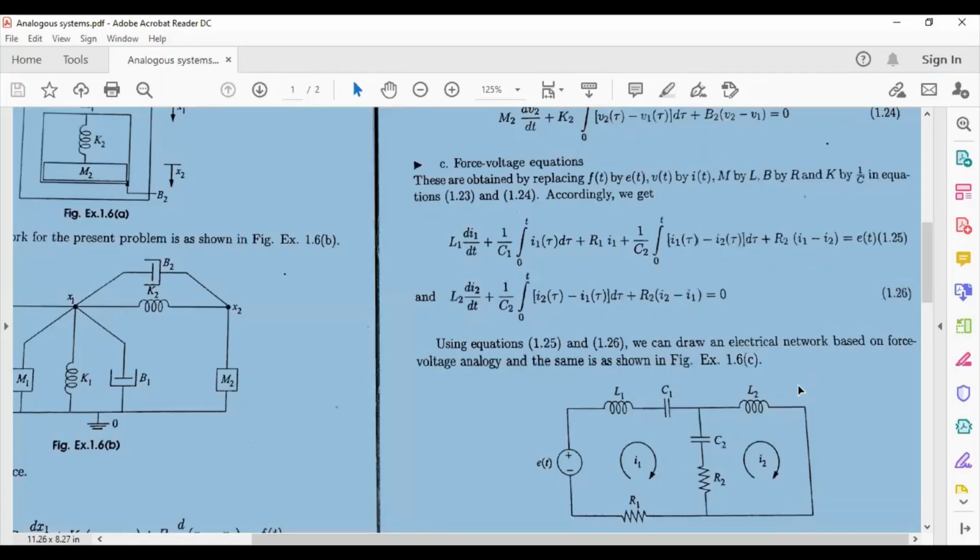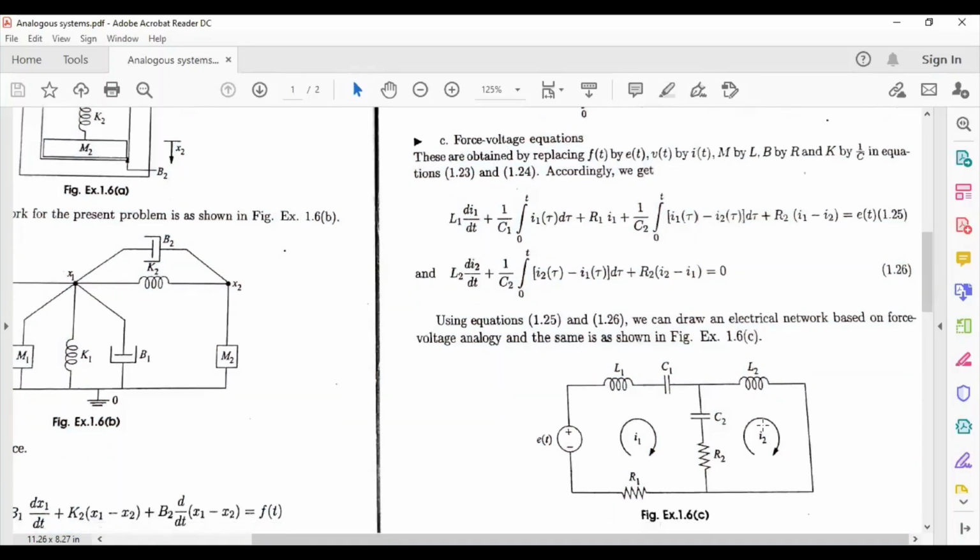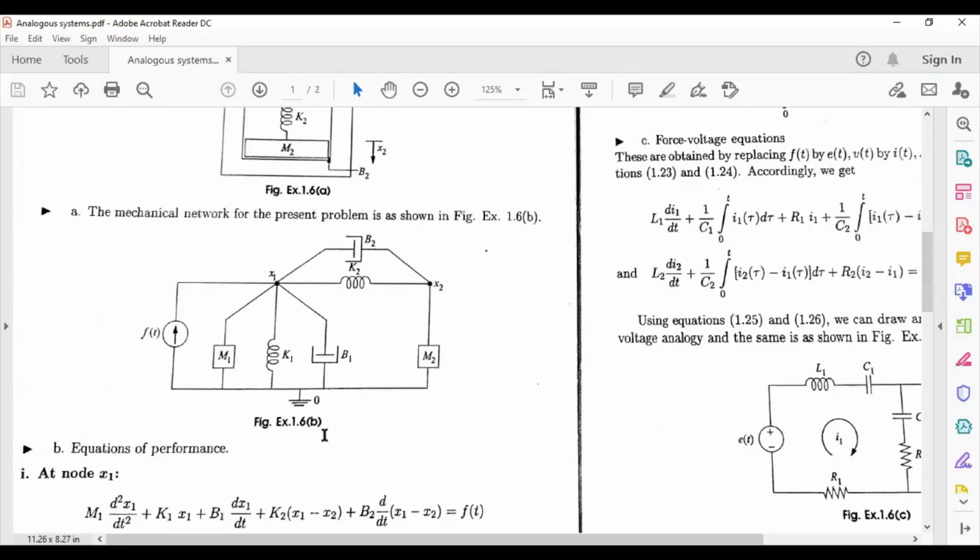So that's it. Draw this circuit, represent I1, I2, then input E of t, and write whichever element is coming at each position, L1, C1 and all. It's very simple, it's not difficult. So for the sake of knowledge, you should better refer to it once and, if possible, solve this.